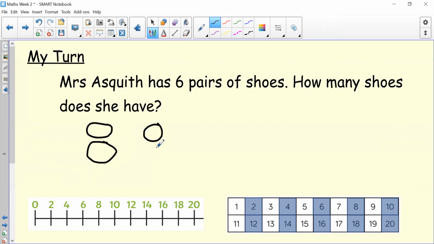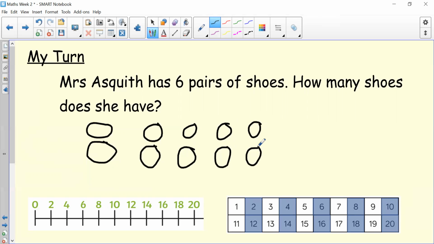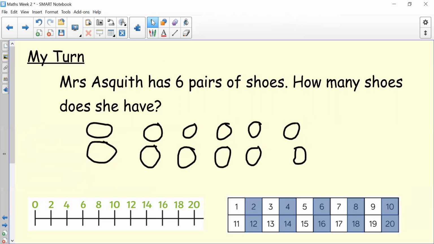Then we have 2 pairs, 3 pairs, 4 pairs, 5 pairs, 6 pairs. So I've represented the 6 pairs of shoes by drawing a picture. Now let's count how many shoes that is all together.